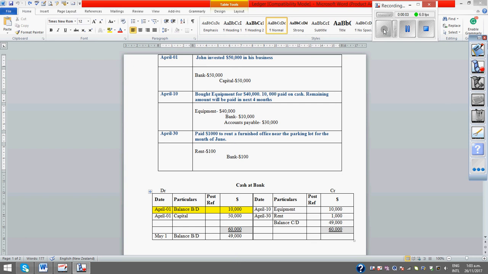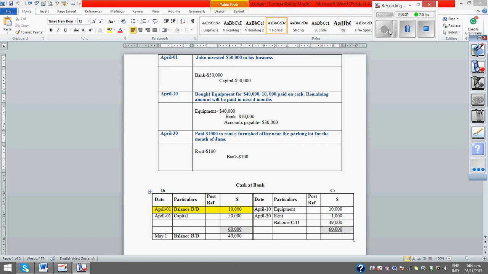Hello viewers, in this video I'm going to show you how to prepare ledgers. Ledgers can be prepared very easily through journals. Journal means recording financial transactions, and ledger means posting financial transactions, which are called journals, into different accounts.